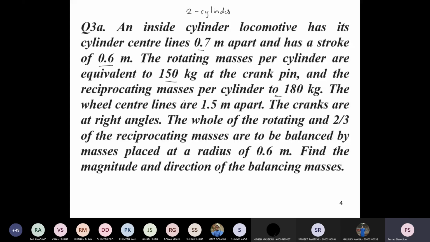The wheel center lines are 1.5 meters apart. Okay, so wheels are 1.5 meters apart. The cranks are at right angles. The whole of the rotating and two-thirds of the reciprocating masses are to be balanced. So complete rotating balance and two-thirds of the reciprocating masses are to be balanced by masses placed at a radius of 0.6 meter. So balancing masses are placed at a radius of 0.6 meter. Find the magnitude and direction of the balancing masses. Okay, so we have to find the magnitude and direction of these balancing masses.